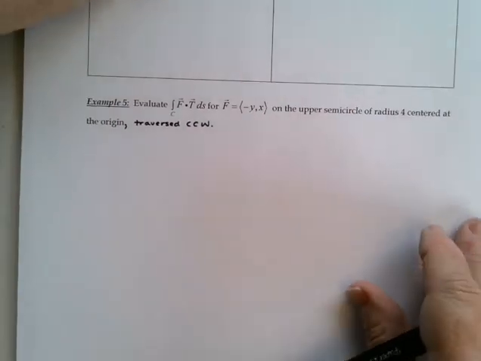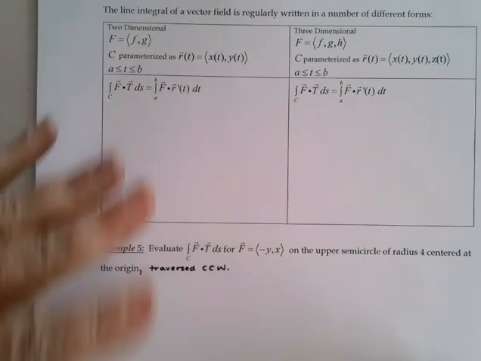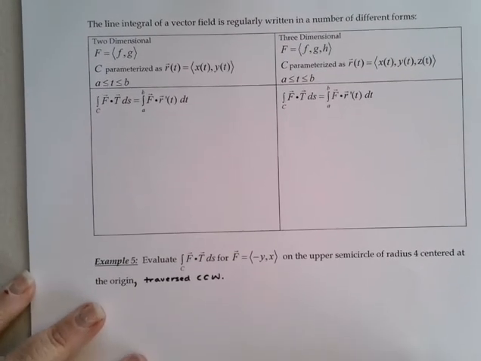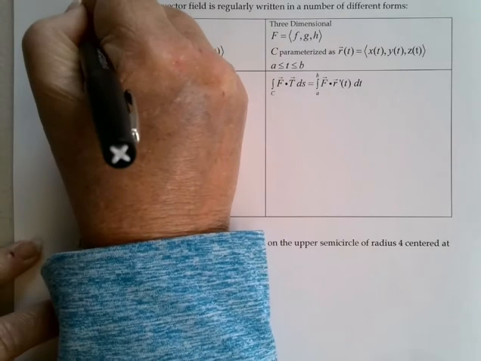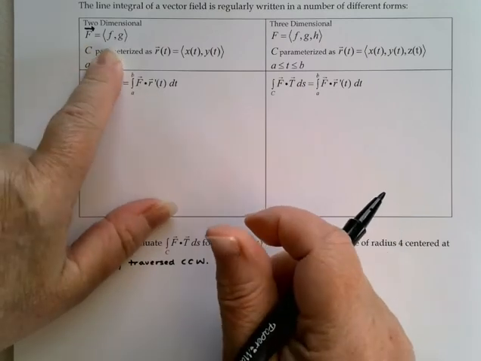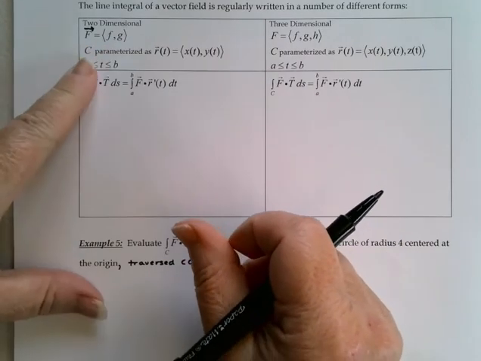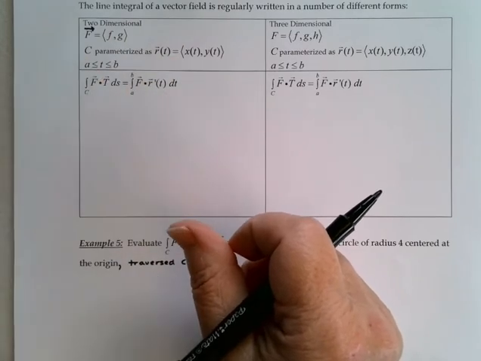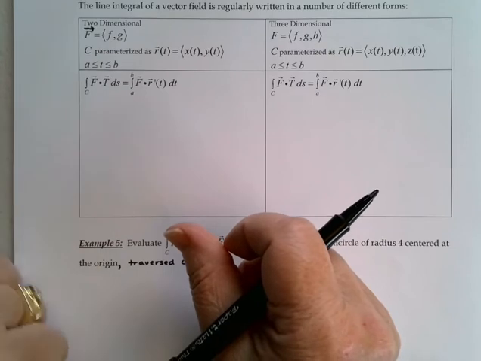Unfortunately, there's kind of a lot of ways to write the line integral of a vector field, and I just want you to be able to recognize all of them, even though we'll actually always use the same one to actually evaluate. So if I've got a vector field F, and I probably should have an arrow over that, that's a vector field F in 2 dimensions defined as f comma g. The curve C parameterized in the form x of t, y of t from a to b.